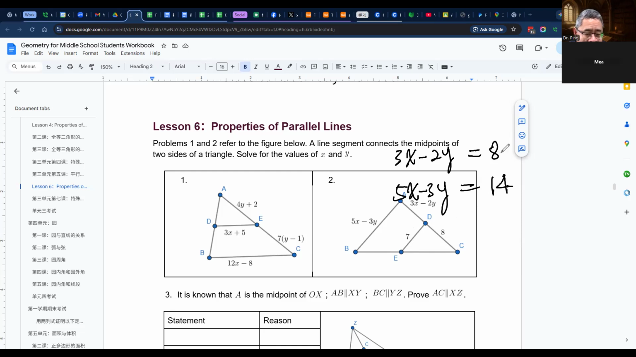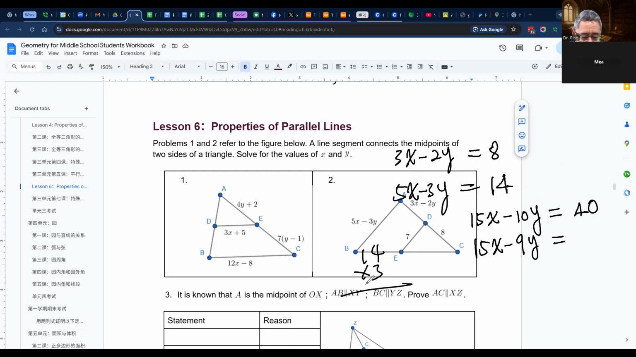Okay, we do the same. Times 3 on the top, times 5 on the bottom. So we got 15x minus 10y equal to, we did times 5, so it's 40. Bottom, we times 3, so 15x minus 9y equals, 14 times 3, we got 42. Okay, so therefore, top minus bottom, we got negative y, and 40 minus 42, negative 2.